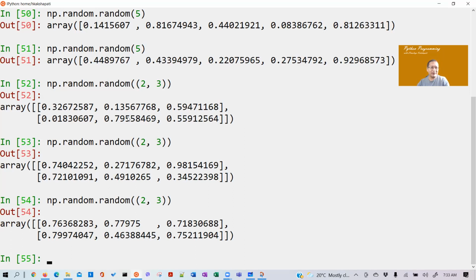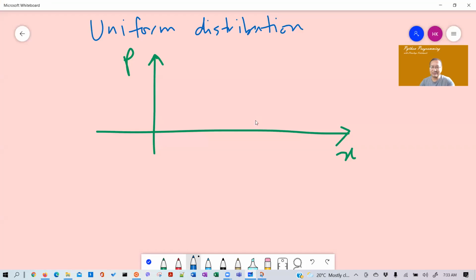Could there be a negative number? No. Do you see any number greater than 1? Of course not. You see a maximum of 1. So whenever you see a random variable, the range of probability is 0 to 1.